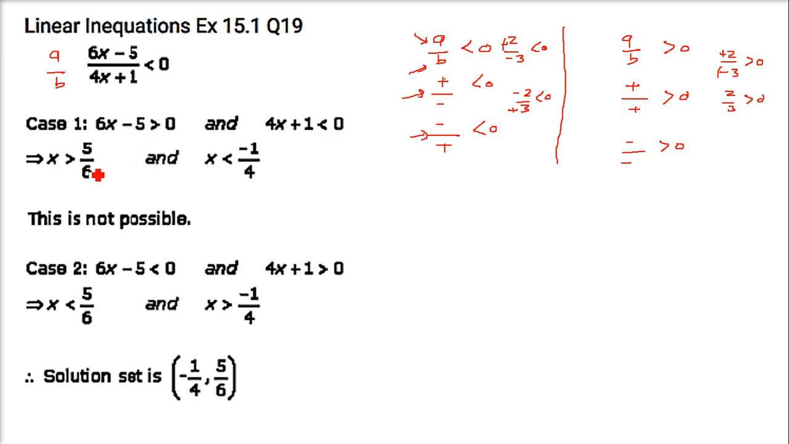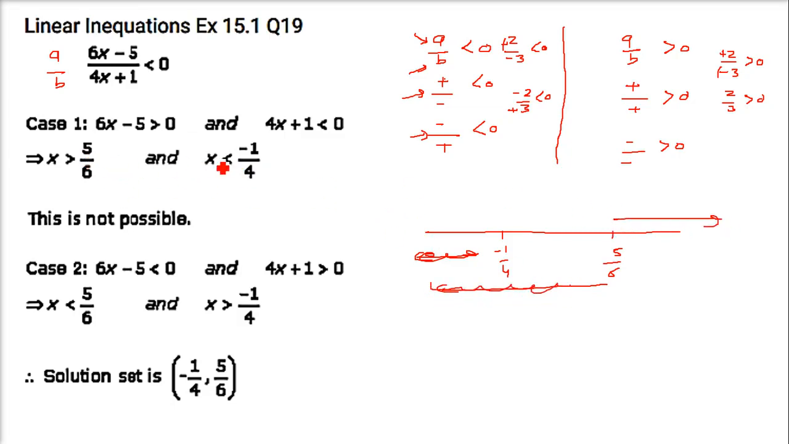6x minus 5 is greater than 0, that is x is greater than 5 by 6. 4x plus 1 is less than 0, that is x is less than minus 1 by 4. So if this is 5 by 6, it is positive, and this is minus 1 by 4. X is greater than 5 by 6, and x is less than minus 1 by 4. Can you find a number which is less than minus 1 by 4 and greater than 5 by 6 at the same time? Not possible. This case is not possible.